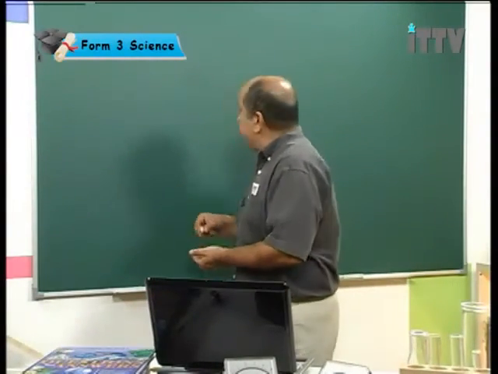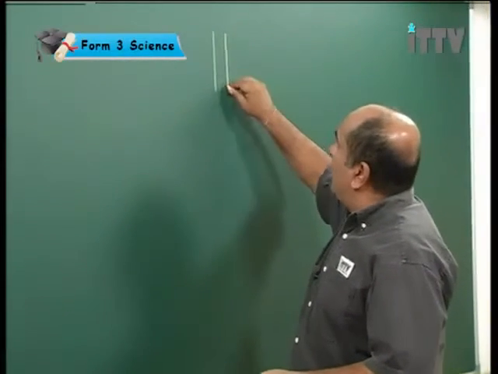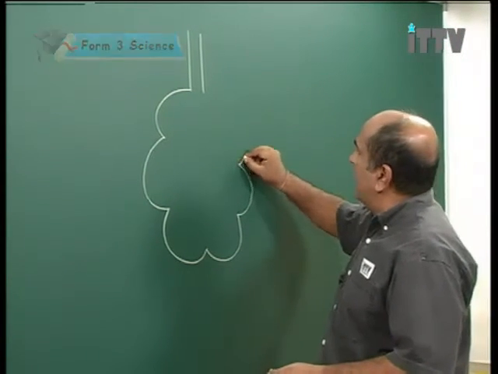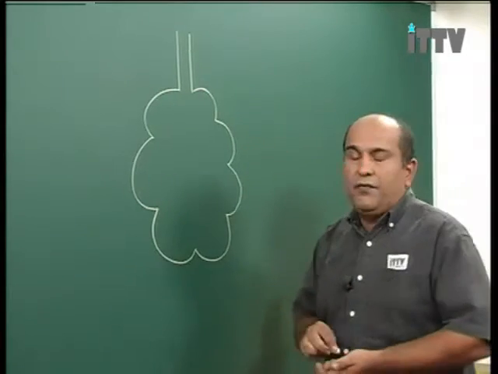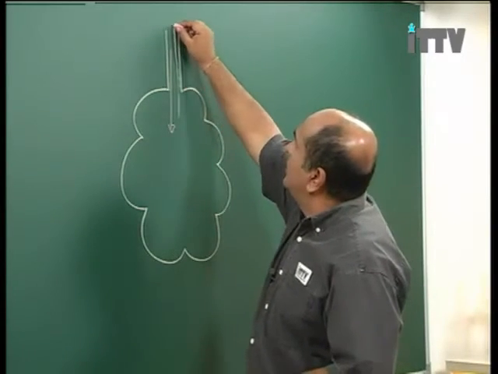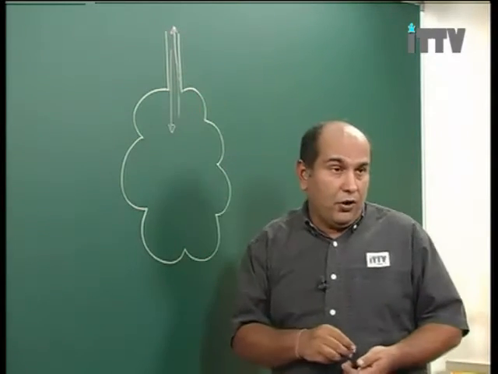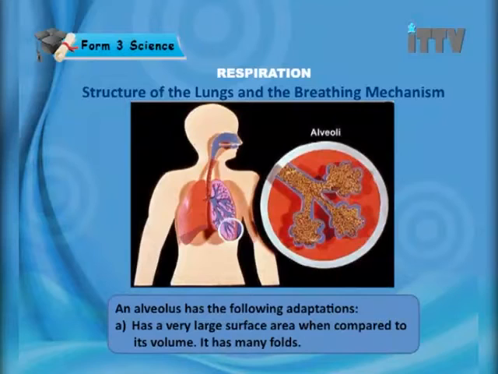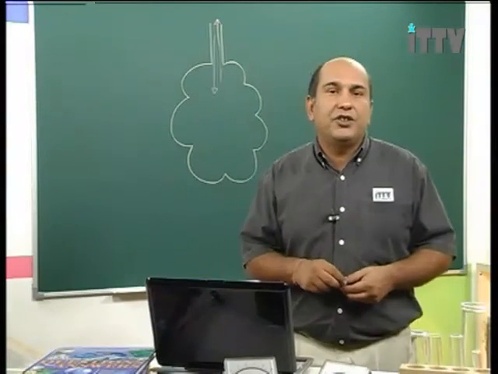So in general, when we draw an alveoli, we have our bronchiole, and then we draw an alveoli like this. Notice that I'm drawing it so that the outer surface is folded. Gas comes in and gas goes out that way through the bronchiole. Now, the first design feature of the alveoli: an alveolus has a very large surface area when compared to its volume. It has many folds.